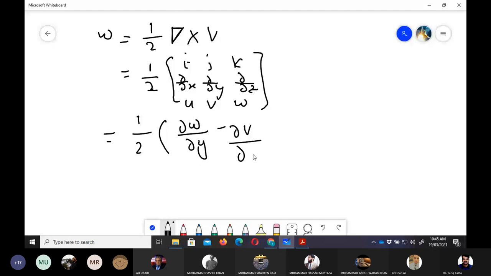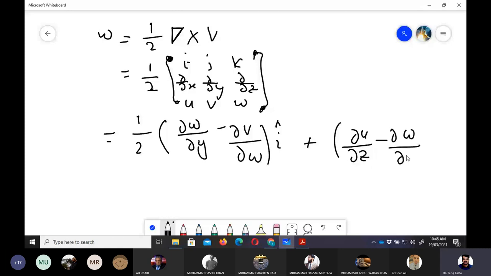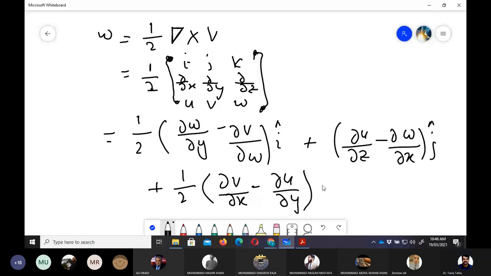And so it is a kind of determinant, so we can write it like this. I plus, it would be half into partial u by partial z minus partial w by partial x, j component, plus half into partial v by partial x minus partial u by partial y. So this is k component. So it means that this component is wx, this component is wy, and this component is wz.